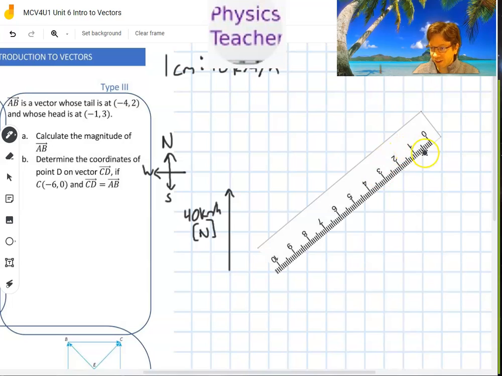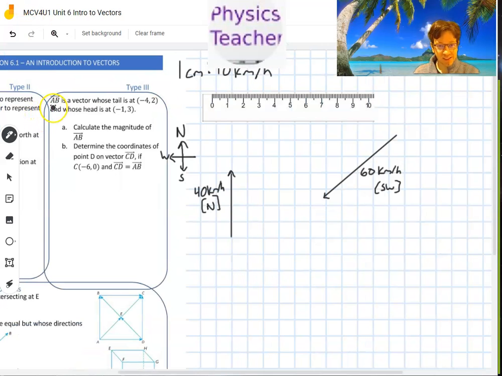So we'll start it here, and end there. So there's our vector, 60 kilometers per hour in some southwestern direction.